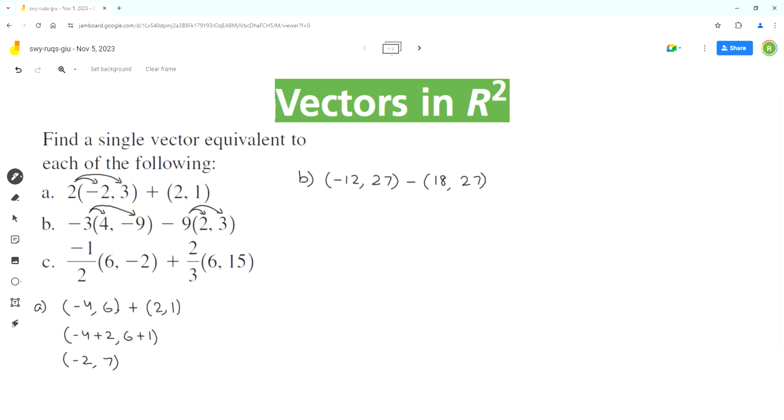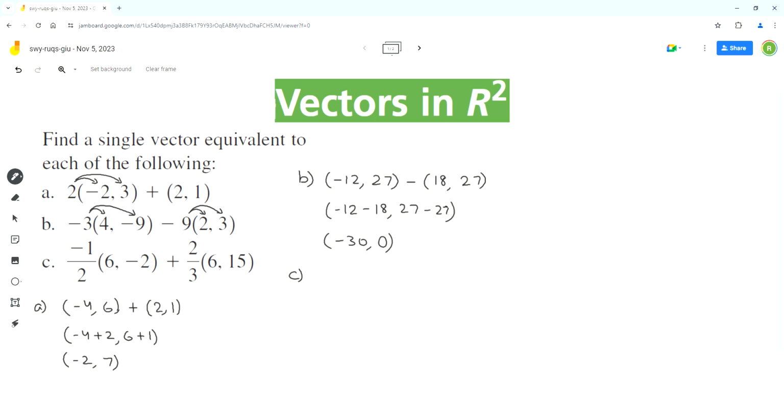Now we have to subtract these vectors. So for that we'll subtract the x components and y components. So negative 12 minus 18 is equal to negative 30. And 27 minus 27 is equal to 0. So this is the single vector equivalent to the expression given in part B.